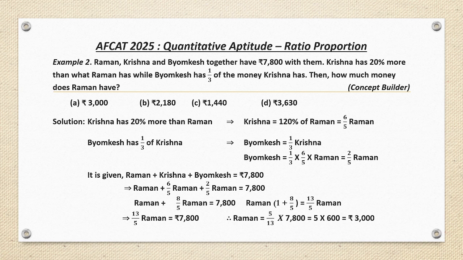7,800 into, by cross multiplication, 5 by 13. So 5 by 13 into 7,800. 13 goes 6 times in 78. So 5 into 600 is 3,000 rupees. So option A, 3,000 rupees.